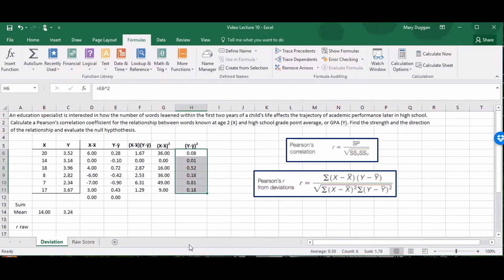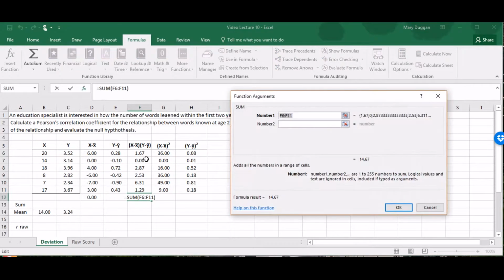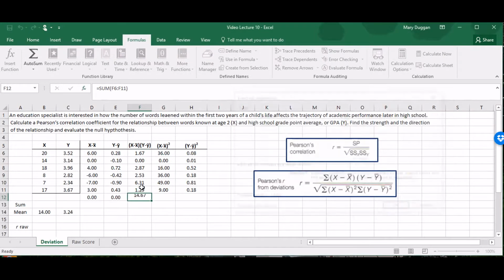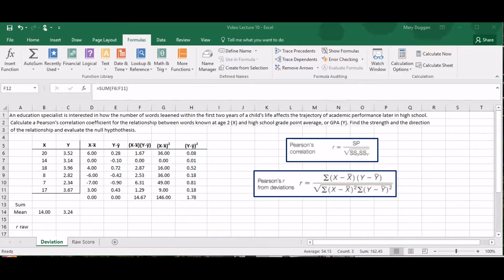And the last step here is to sum up the deviation products and the squared deviations. So easy enough, equals sum. Pull these down. I'll drag this over. And voila, we now have everything we need to calculate Pearson's correlation coefficient.